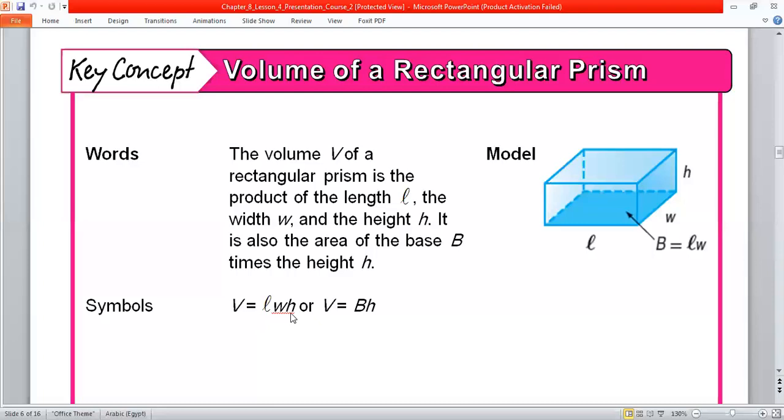Yes. Again, the volume is equal length by width by height. So the volume here, Muanna, is length by width by height. Or we can say the volume is equal base area times height.